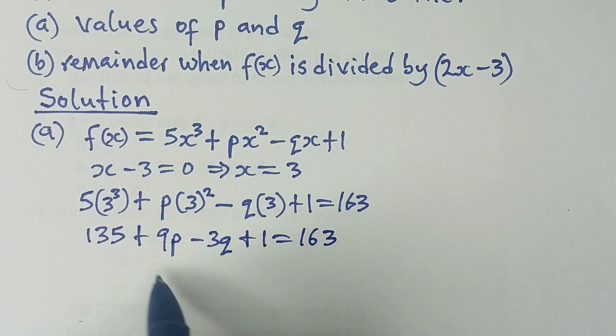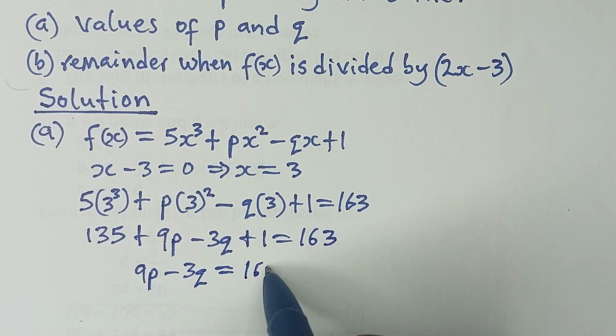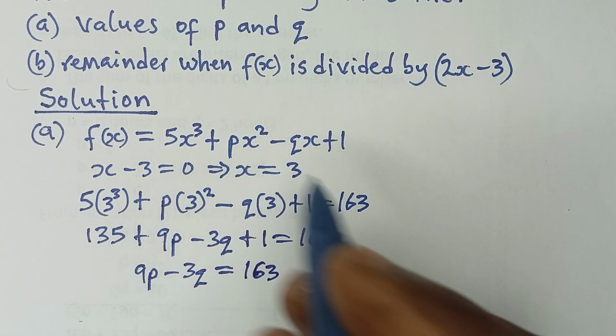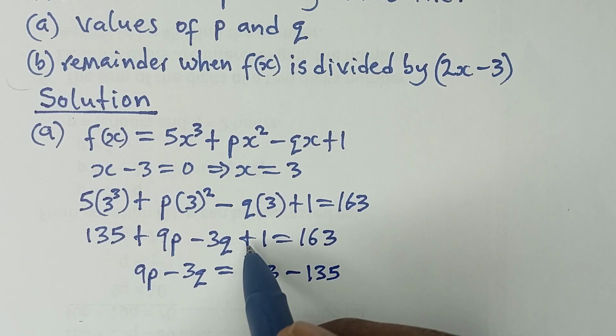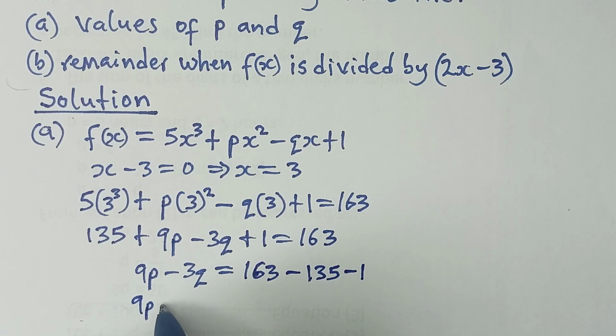163. So I can simply leave the 9p minus 3q on the left hand side, and I take 163, which is already on the right hand side, and then this positive 135, if it comes to this side, it becomes negative 135, and then positive 1 as a constant term comes to this side, becomes minus 1. So I have 9p minus 3q is equal to 163 minus 135 minus 1 will give me 27.